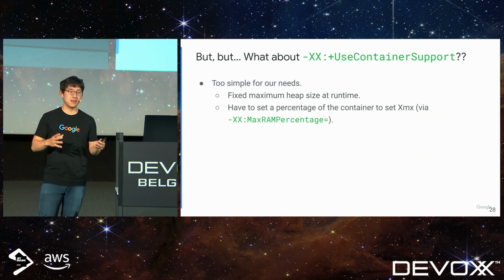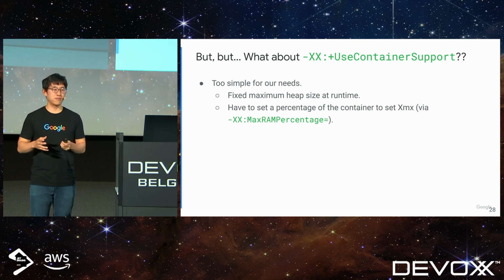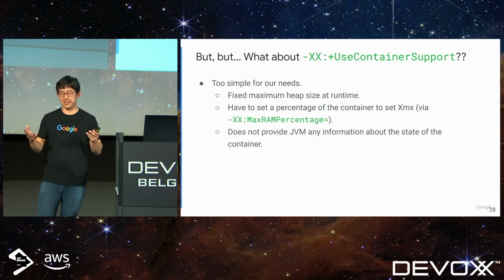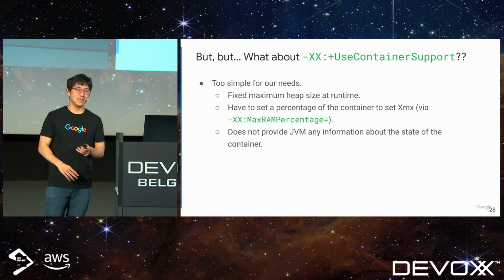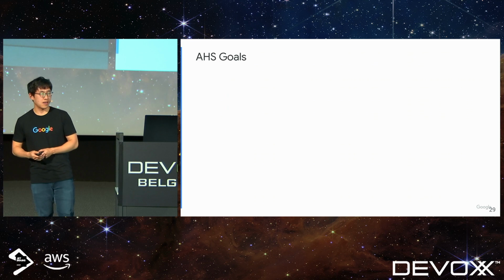But again, this is fixed at runtime, and it doesn't really inform the JVM of what the actual state of the container is. It just says, here's the maximum size of the container. This is how much memory you can use.